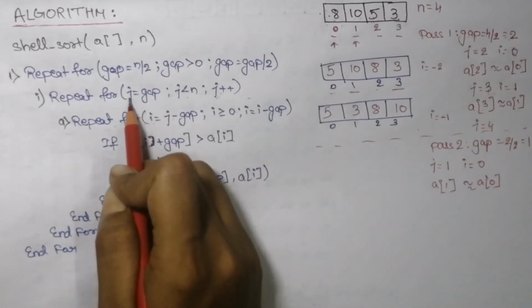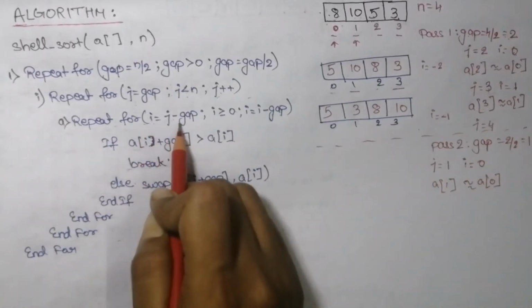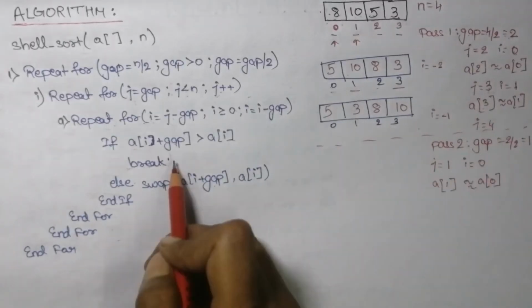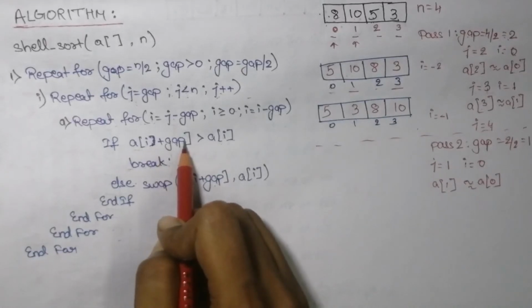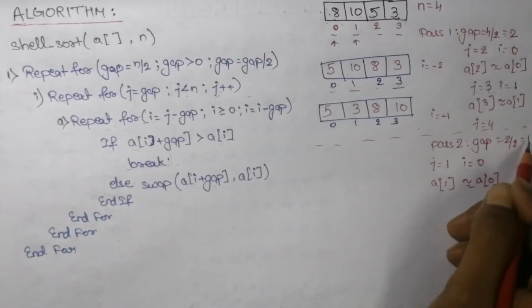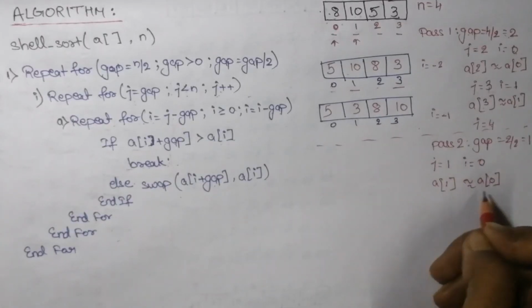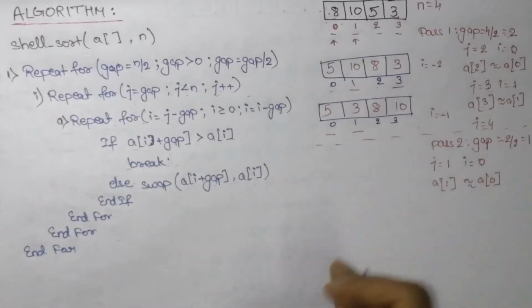Now again we will set j equals gap, that is j equals 1, and i equals j minus gap, that means 1 minus 1 equals 0. And we will compare the elements at these two positions. That means i plus gap equals 0 plus 1 equals 1, and i, that means 0. So a1 is compared with a0. That means this element is compared with this element.